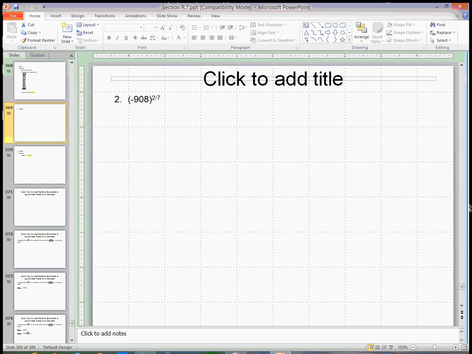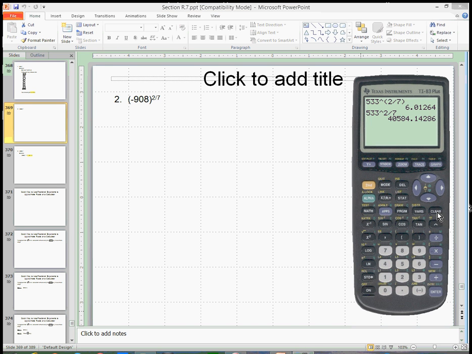Number 2, I got negative 908 to the 2/7. So again, if we do the same thing, open it up, clear, open parentheses, because that's what I have there. Negative 908, close, raised to, open for the fractional exponent, 2 divided by 7, close, 7.00112.